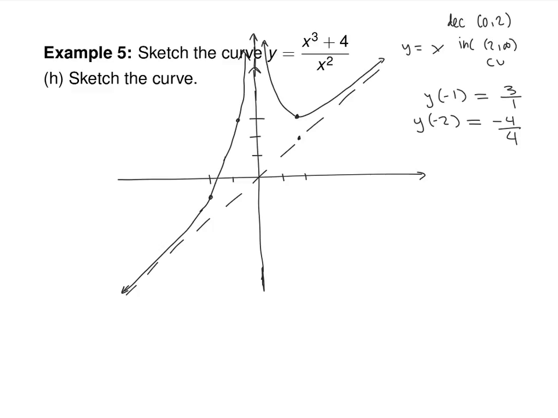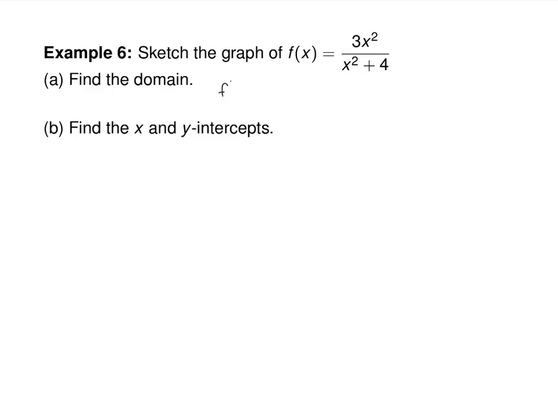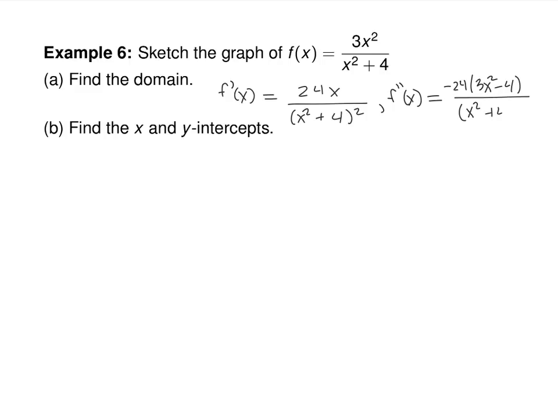Now for the last example, because we are at time, in 3 minutes, or 2 minutes according to that clock, I'll give you the derivatives, and I'll tell you what the picture looks like. And you can see if you can agree with that analysis. Does that make sense? That'll be enough. So for this one, the first derivative is 24x over (x squared plus 4) quantity squared. The second derivative is minus 24 times (3x squared minus 4) over (x squared plus 4) cubed.